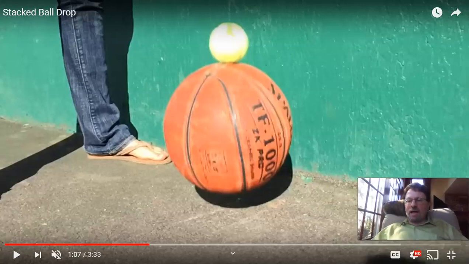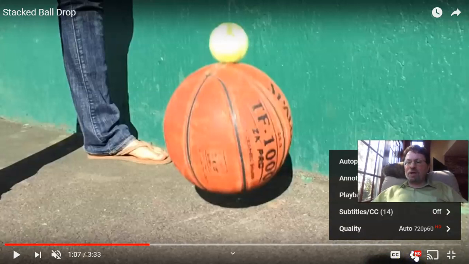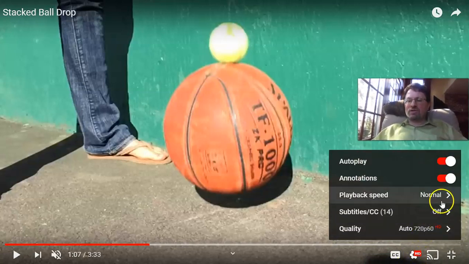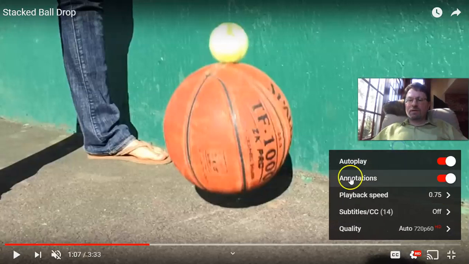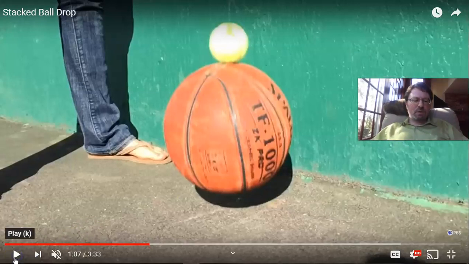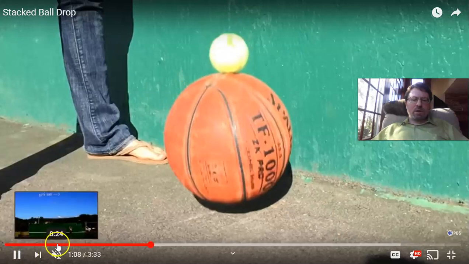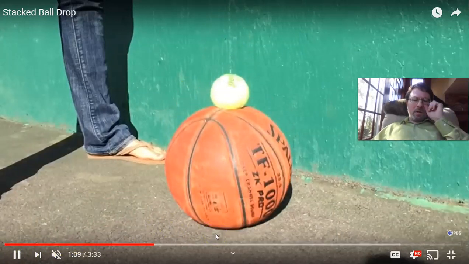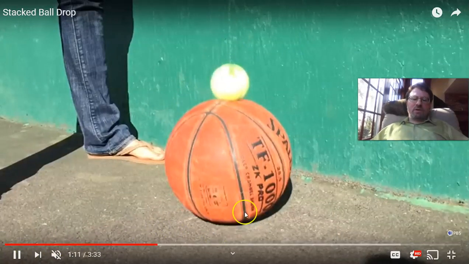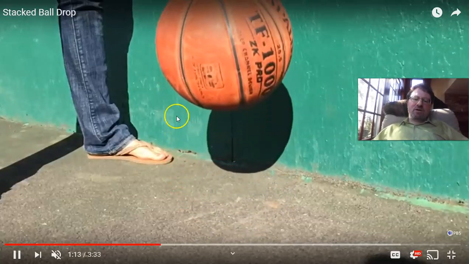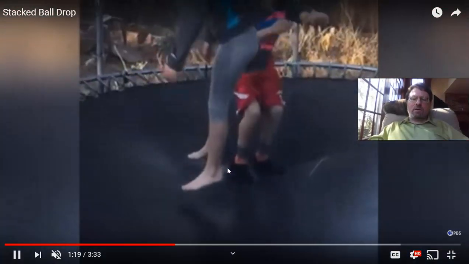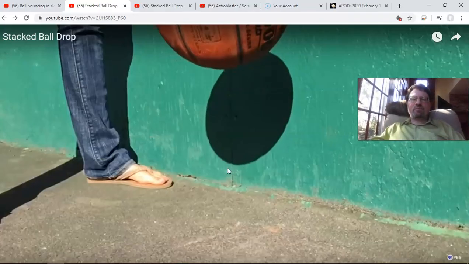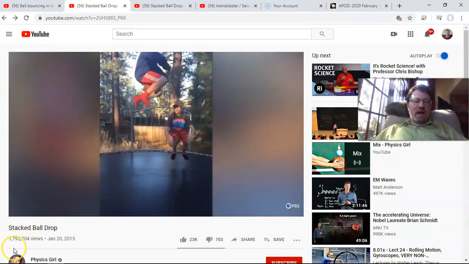And I can go ahead and play this at a slower speed so we can get a better look at this. Slightly slower speed. And so there, momentum and energy is transferred from that inner region to the outer region.